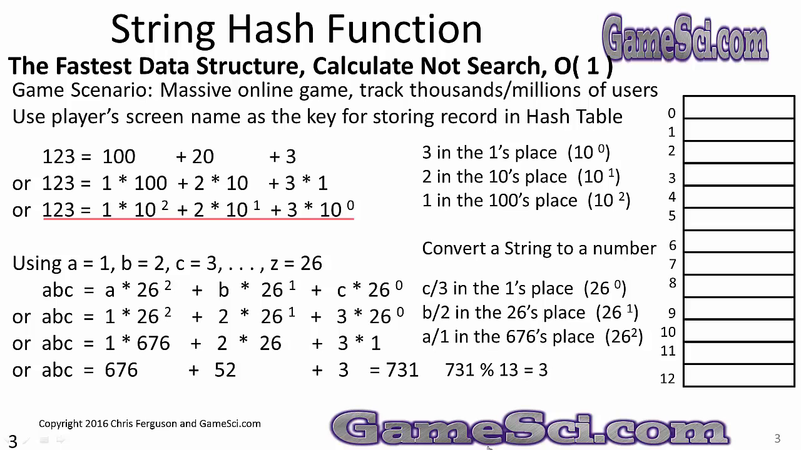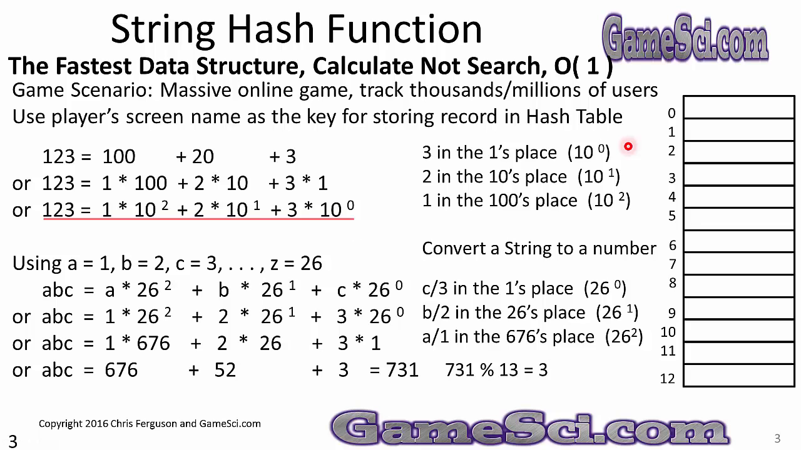Breaking this down a little bit more, you could say 123 equals 1 times 10 squared plus 2 times 10 to the first plus 3 times 10 to the 0. Do you ever wonder where your third grade teacher learned about the ones place, the tens place, and the hundreds place?